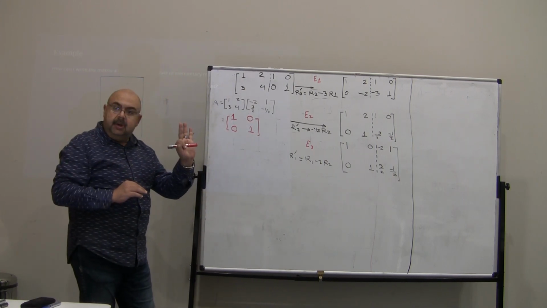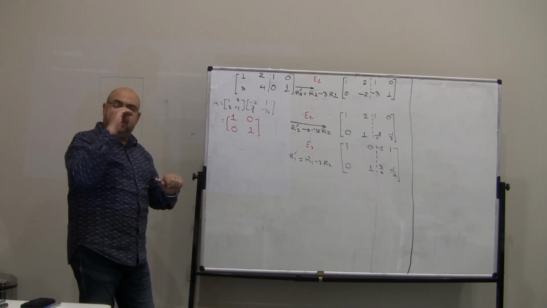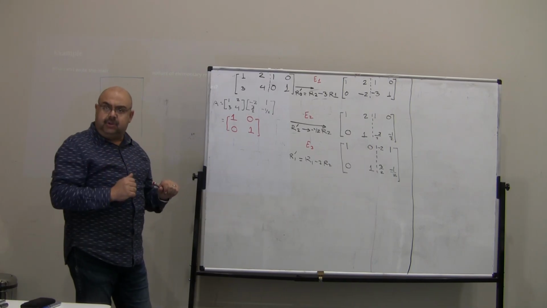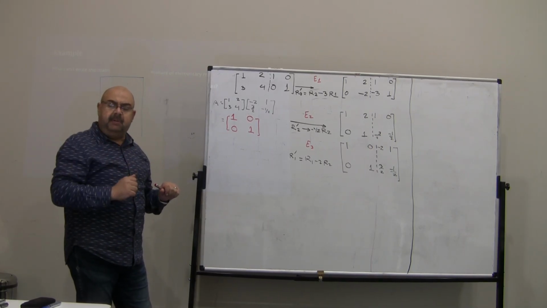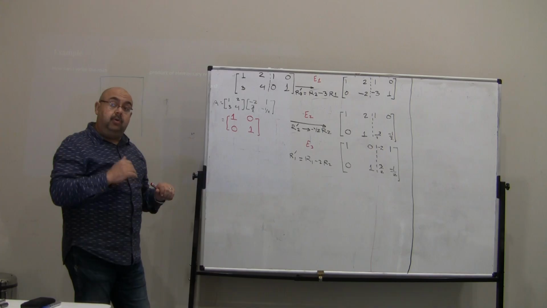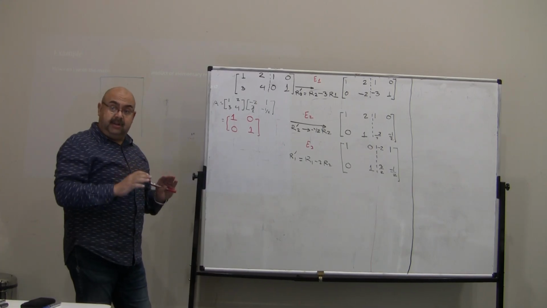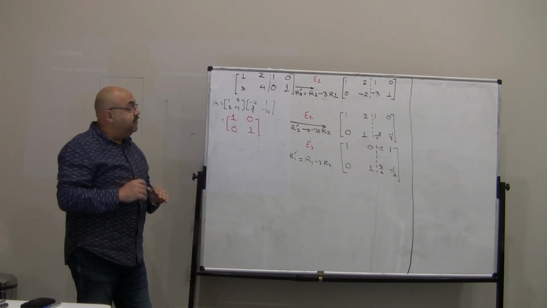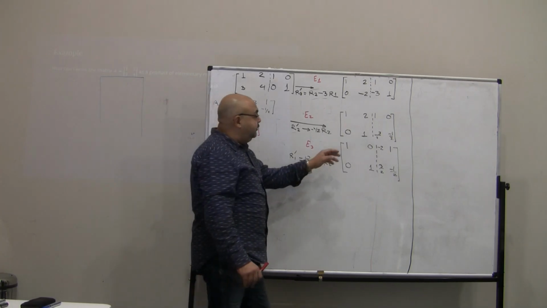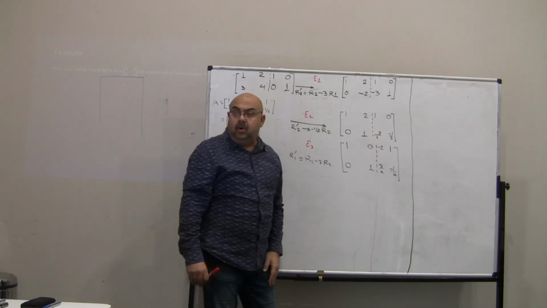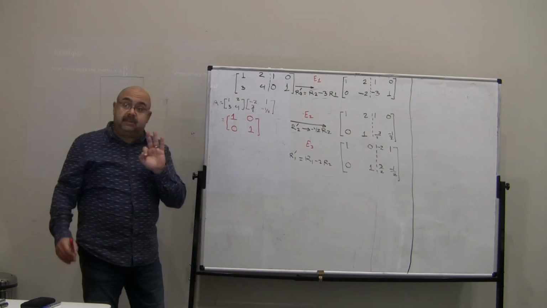3 steps. The first of them, multiplying the first row in negative 3 and adding it on the last row. The second step is multiplying the second row in negative 1 over 2. The third step was multiplying the second row in negative 2 and adding the result on the first row. So 3 steps.